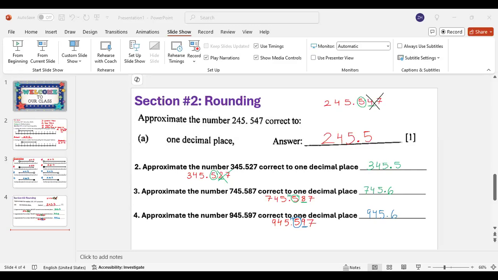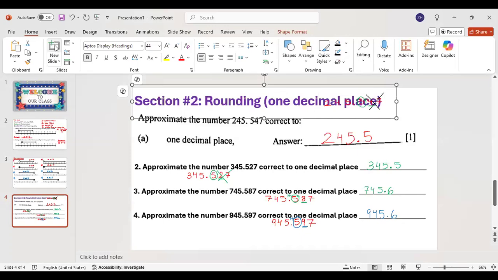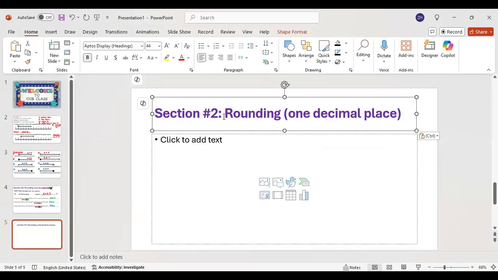Okay, so this one was rounding, and this is in particular section 2, rounding to what? The nearest what? Rounding to 1 decimal place. Let's do the next section. Section number 3. I think we have time for one more section because there's no way we only do 2 sections.